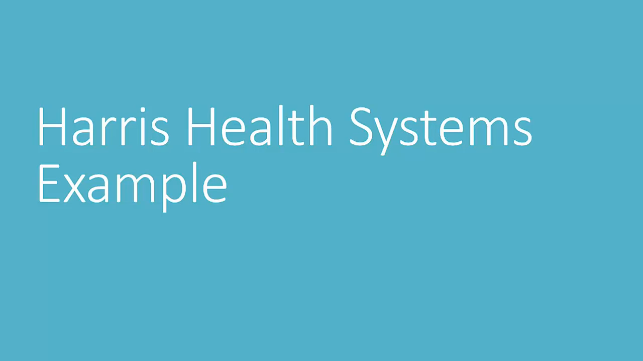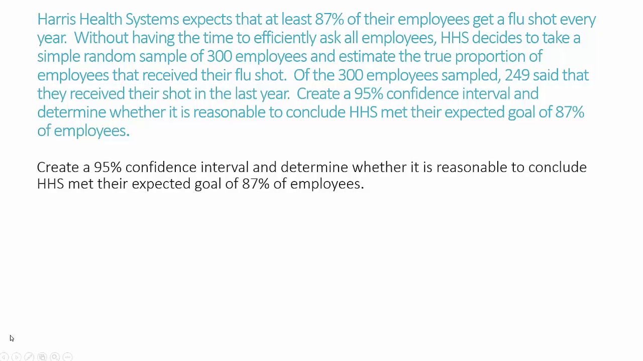In this video, we're going to look at an example using Harris Health Systems to find a confidence interval. Our scenario: Harris Health Systems expects that at least 87% of their employees get the flu shot every year. Without having the time to efficiently ask all employees, Harris Health System decides to take a simple random sample of 300 employees and estimate the true proportion of employees that receive their flu shot.